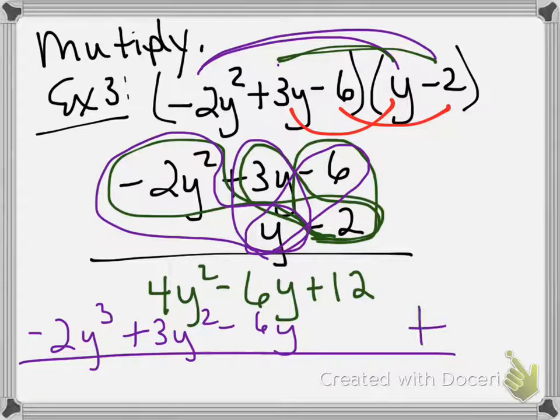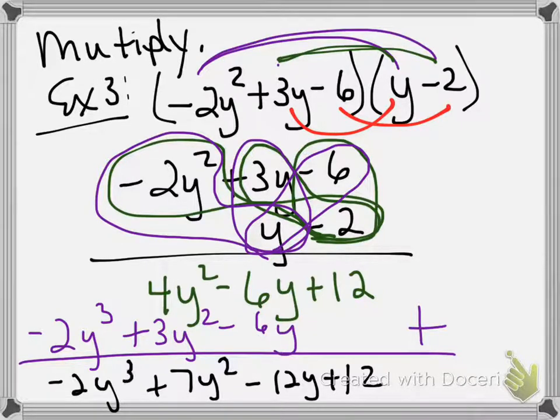Then I add these straight down, and you get 12. Negative 6y minus 6y is negative 12y. 4y squared plus 3y squared is positive 7y squared. And negative 2y cubed plus nothing is just negative 2y cubed. And there is our multiplication answer.